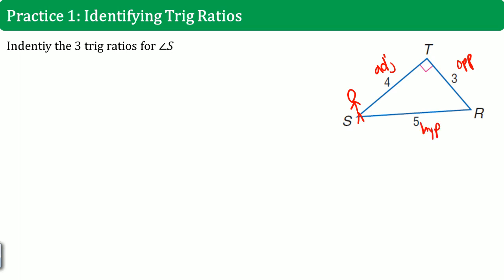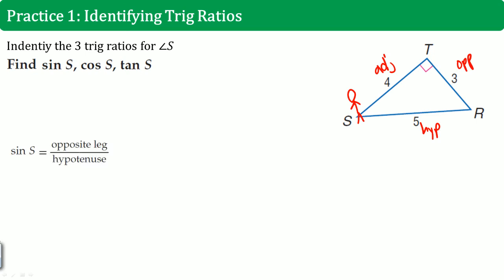Your three major trig ratios are sine, cosine, and tan. But here we're looking at sine of S, cosine of S, and tan of S because we're looking at it from the point of view of angle S. So sine of S, by definition, sine is always opposite over hypotenuse. The opposite leg here is 3, and the hypotenuse is 5. So it's 3 divided by 5, and that equals 0.6.